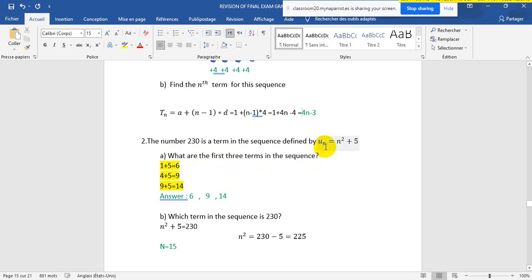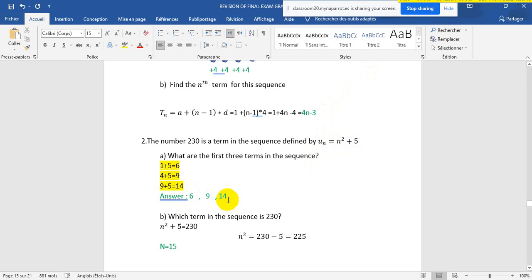So, for the first term, just put n equal to 1. So u1 equals 1 squared plus 5, which is 6. This is the first term. Then for the second term, put n equal to 2, meaning u2 equals 2 squared, which is 4, plus 5 gives 9. So this is the second term. For the third term, let n equal 3, meaning u3 equals 3 squared plus 5, which gives 14. So the answers are 6, 9 and 14.